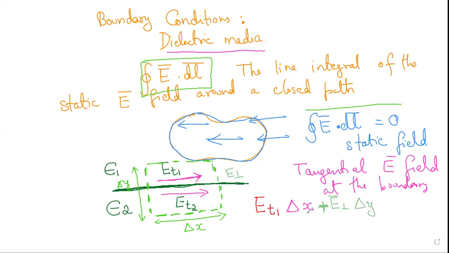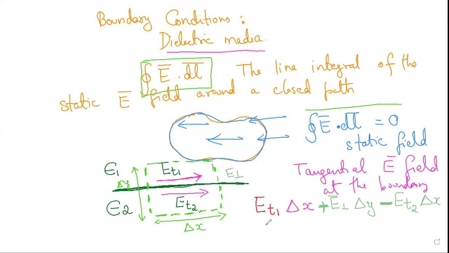Yes, ma'am. Now I will go forward. Now I am coming across ET2. ET2 is in the opposite direction of ET1. So minus, because I'm going round and this one is working in this direction. I am moving in the opposite direction of ET1. So I'll have minus ET2 delta X.